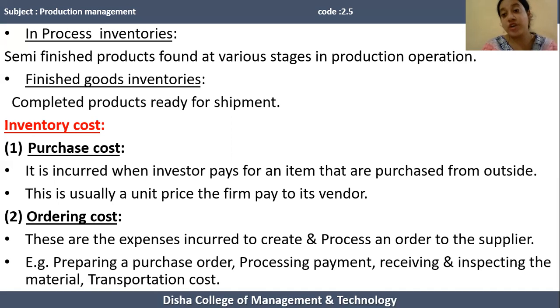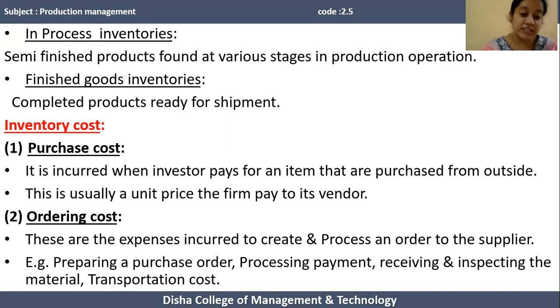Ordering cost is the cost which is incurred when the firm places an order to the supplier for procurement of certain items. Examples of ordering cost are preparing a purchase order, means for developing or preparing a purchase order, whatever the cost the firm incurs, that comes under this cost. Again, processing payment, means for making payment to the supplier, whatever the processing fees the firm incurs or the bank charges to the firm, that cost comes under ordering cost.